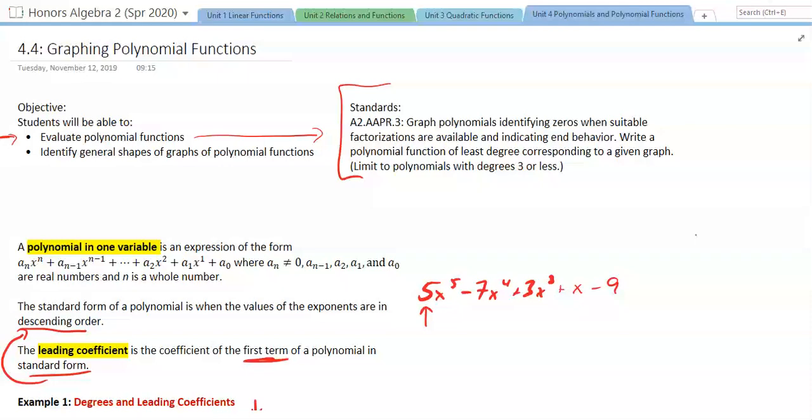We're going to look at the second half of this section today on graphing polynomial functions. So yesterday we talked about evaluating polynomial functions. Today we're going to look at the second objective, which is to be able to identify general shapes of graphs of polynomials. Again, still leading to this standard on graphing polynomials.